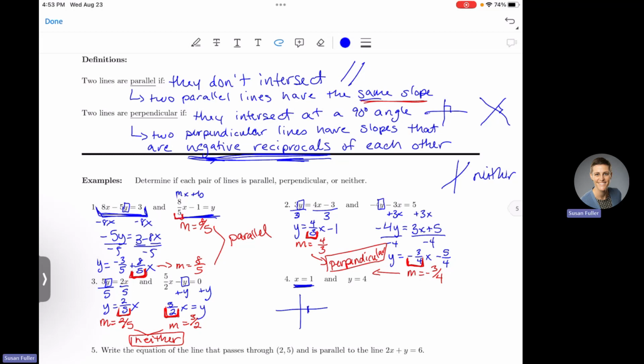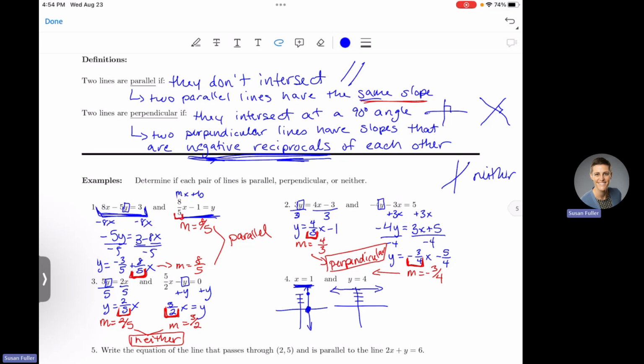So like if x is 1, y could be 0, and there's 1, 0, or x could be 1 and y could be 3. So I could have 1, 3. This is a vertical line through x equals 1. And y equals 4 is a horizontal line through y equals 4. Again, you can pick a couple points to see that.